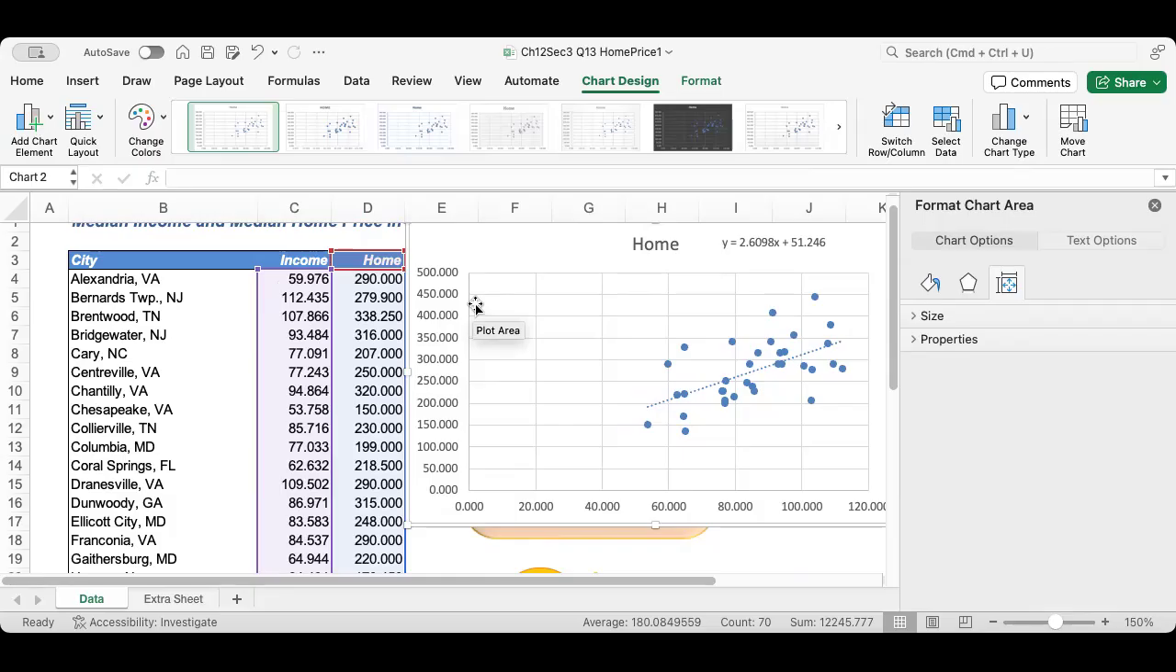So as incomes go up, home prices are going up. Home prices are going up more than incomes are. For every $1,000 increase, we have a $2,600 increase in home price. Home prices are outpacing income growth. What does that 51.2 mean?